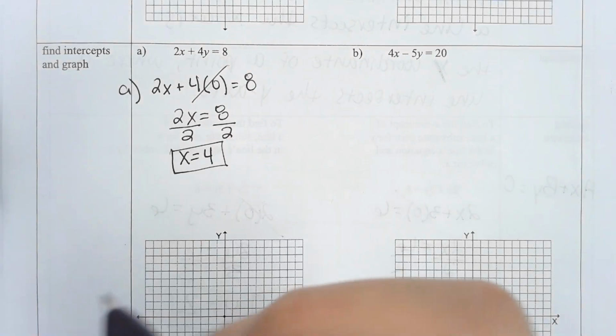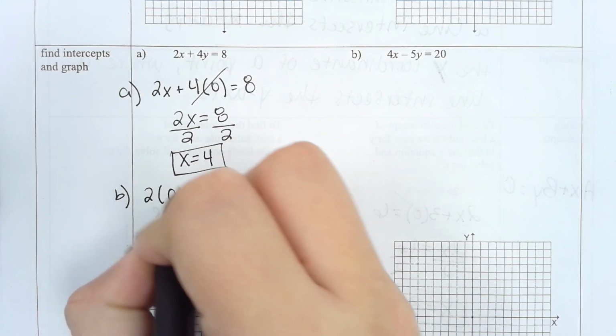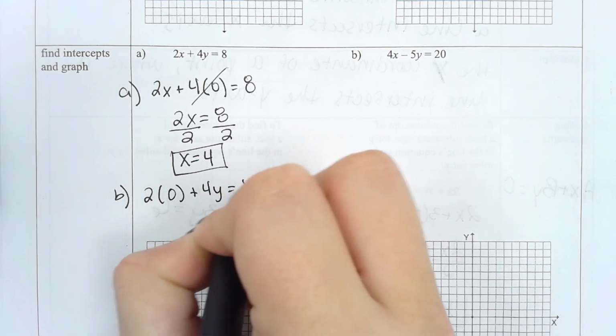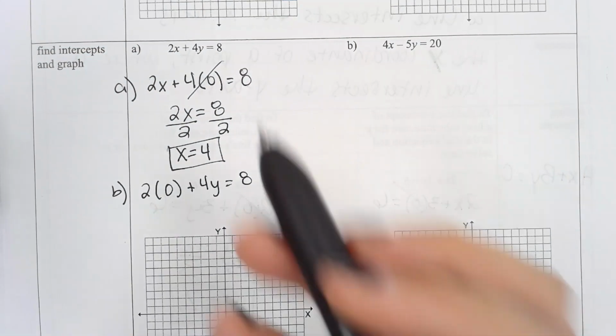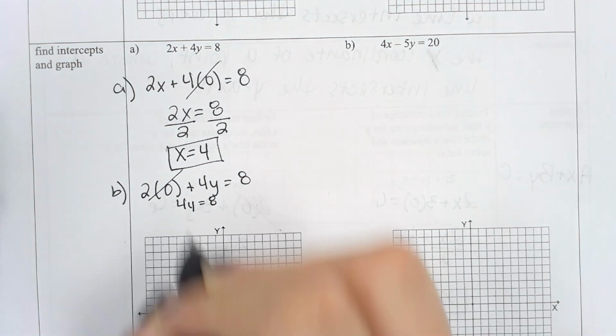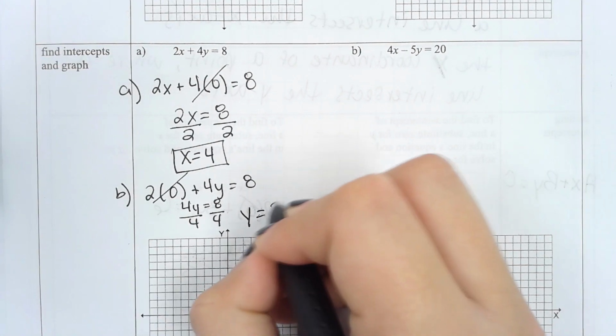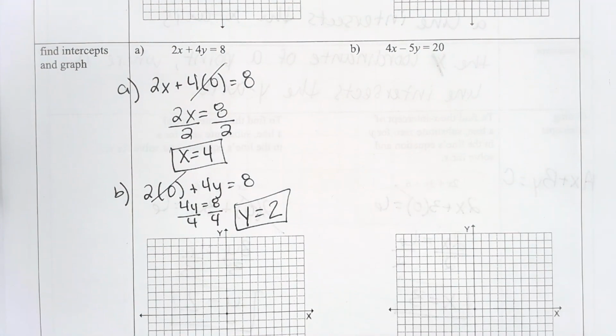And then same thing, we need to solve for y now, which means we need to substitute in 0 for x. So when I substitute in 0, those cancel. I'm left with 4y equals 8. Divide both sides by 4, and 8 divided by 4 gives us positive 2.